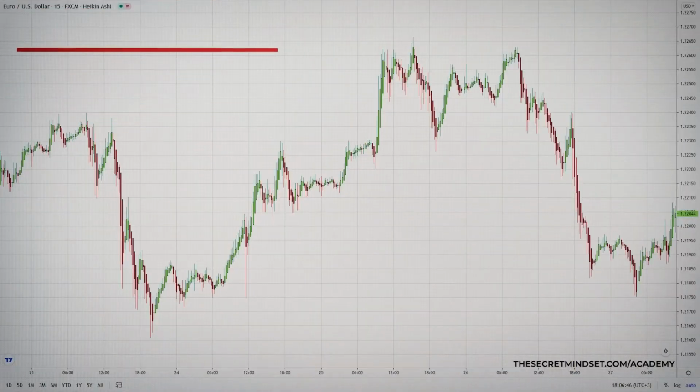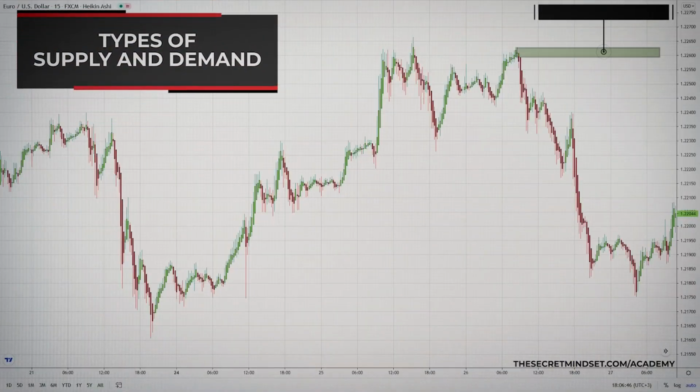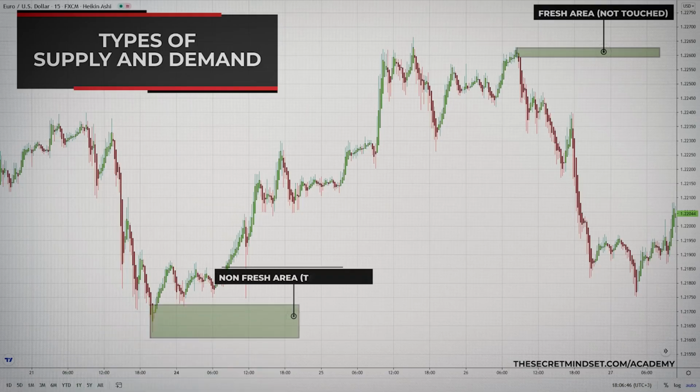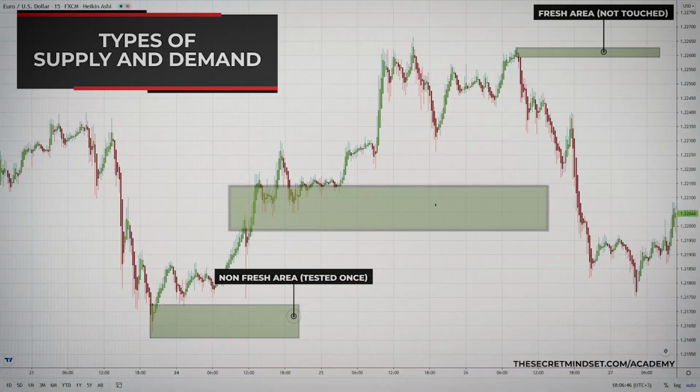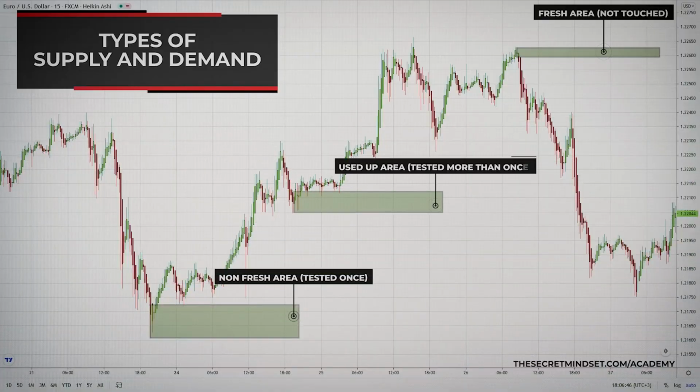Supply and demand levels can be fresh, it means price has not pulled back yet, meaning an untested level. Non-fresh, price has pulled back to it at least once. And used up, price has pulled back to the level several times, and these are not good for trading full swings, maybe some scalping trades.